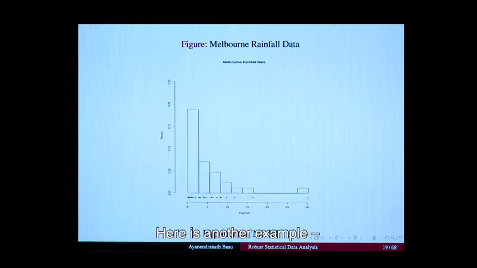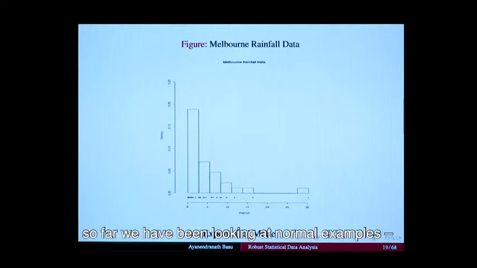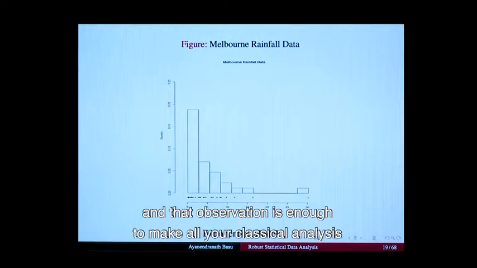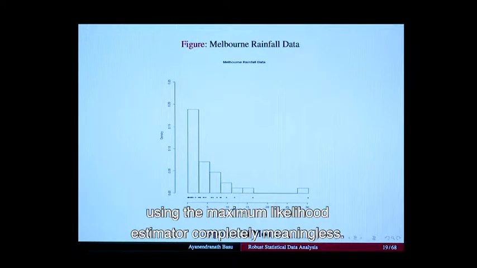Here is another example. So far we have been looking at normal examples. Here is one more which is skewed to the right, very far skewed to the right. But if you look at it, there is one observation very far out in the right tail, and that observation is enough to make all your classical analysis using the maximum likelihood estimator completely meaningless.